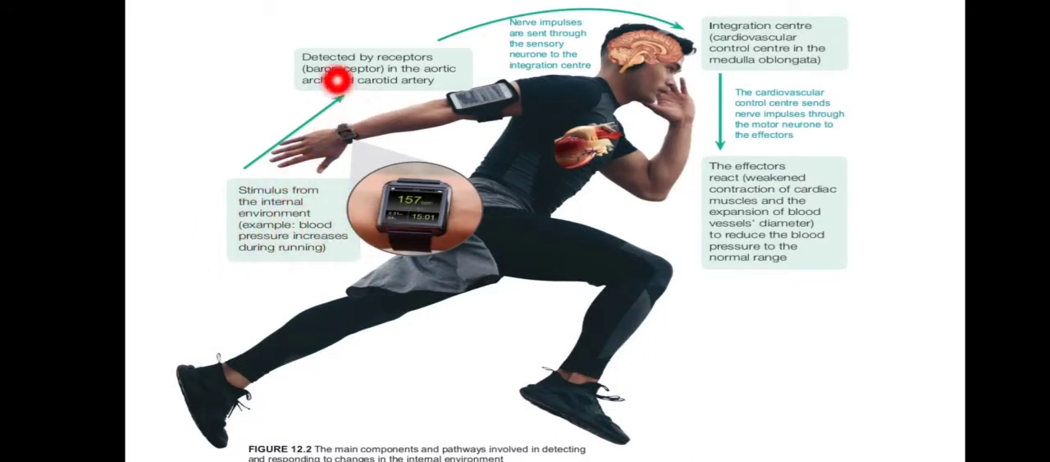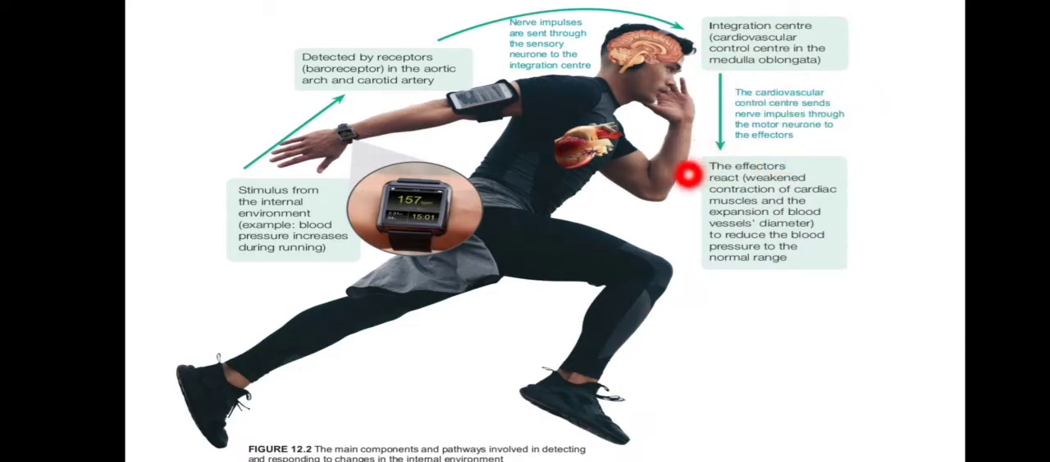Okay, so this will be detected by receptors, yaitu baroreceptor in the aortic arch and the carotid artery. Okay, kemudian nerve impulses are sent through the sensory neuron to the integration center lah, kepada otak kita. The integration center, cardiovascular control center in the medulla oblongata of our brain. Okay, here the cardiovascular control center will send the nerve impulses through the motor neuron to the effector.